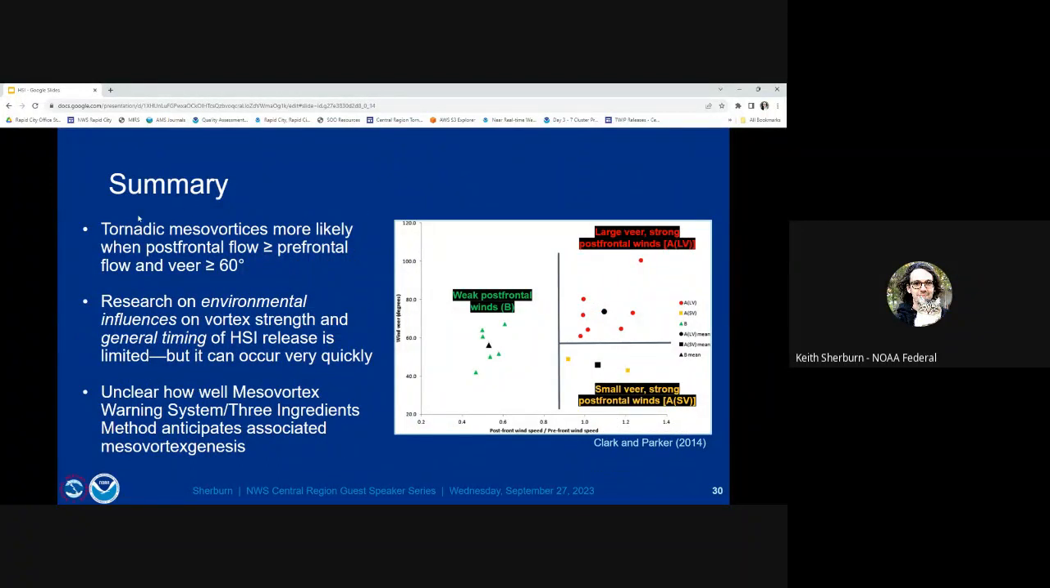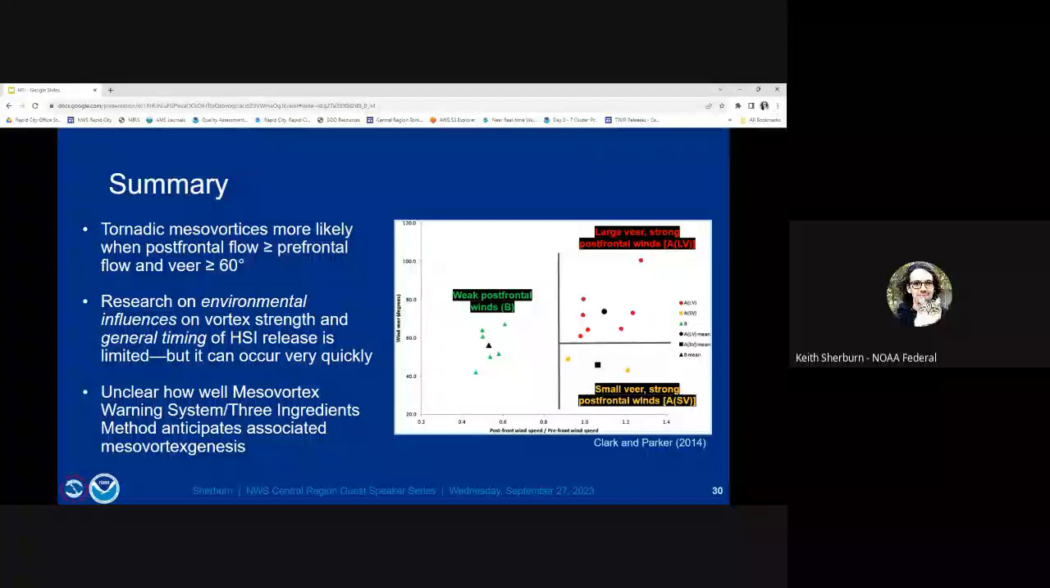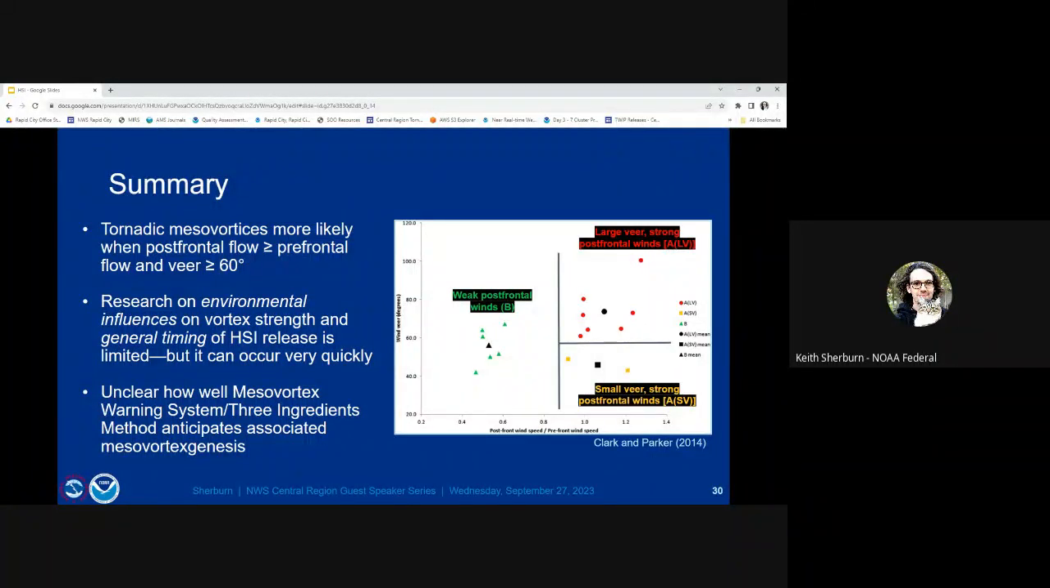So through some idealized examples, we saw wind direction changes of 180 degrees along the shear axis early in the talk, but Clark and Parker, that paper back in 2014, showed that veering of 60 degrees or so was sufficient for tornadic mesovortices to form, as long as the wind magnitudes behind the associated front or outflow were at least as strong as the prefrontal flow. And that's shown here in this figure. So I'm going to step through this here briefly.